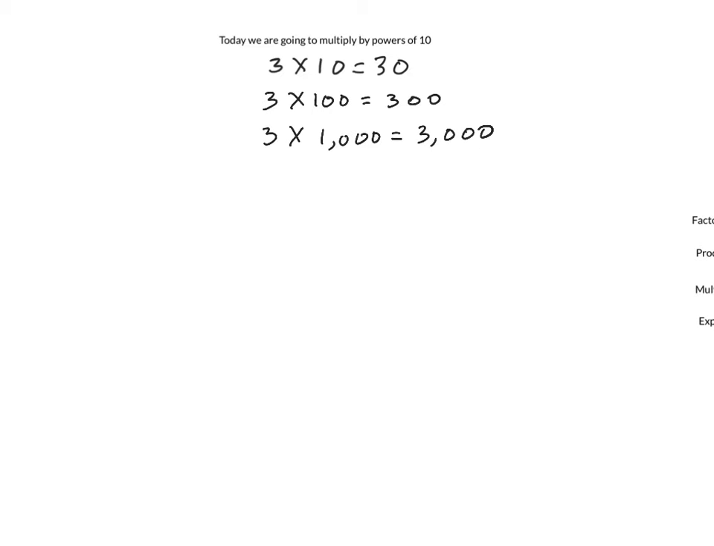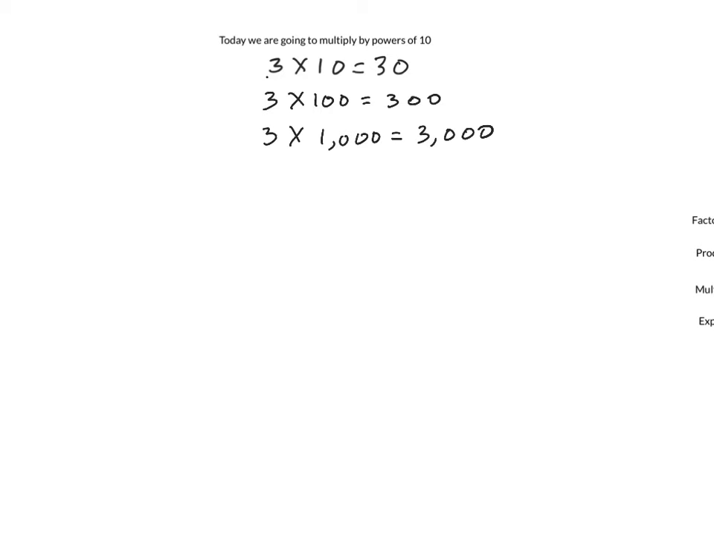Now let's multiply by powers of 10. So if I have 3 times 10, we know 3 times 1 is 3, so 3 times 10 is 30. If we multiply 3 times 100, the answer is 300. If we multiply 3 times 1,000, the answer is 3,000. So as you can see, there's a pattern here.